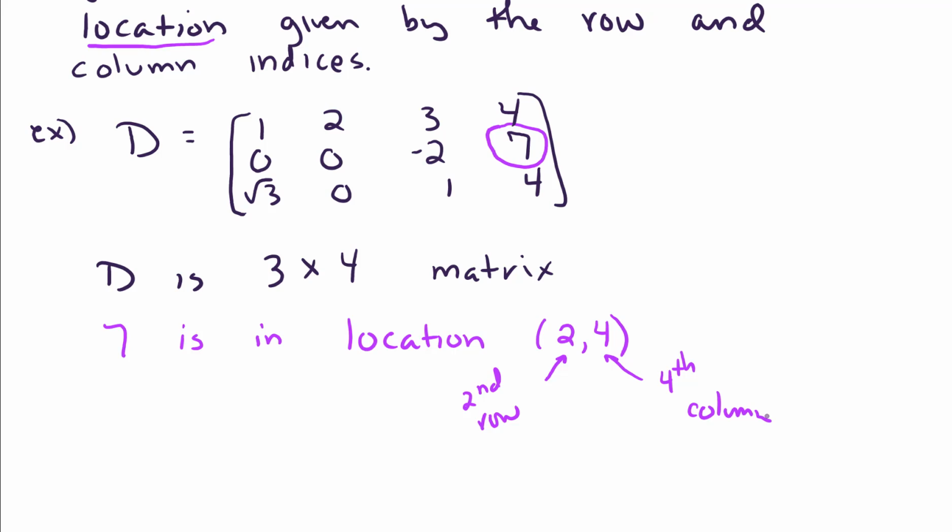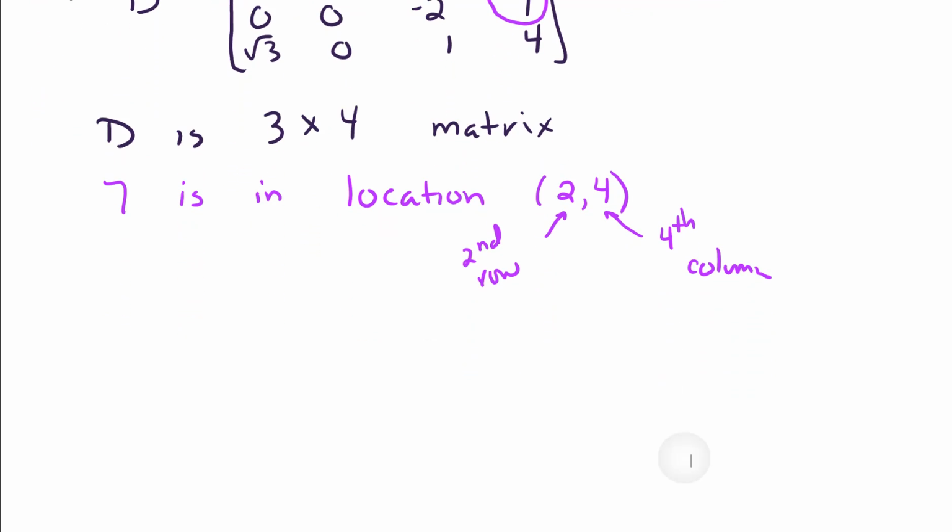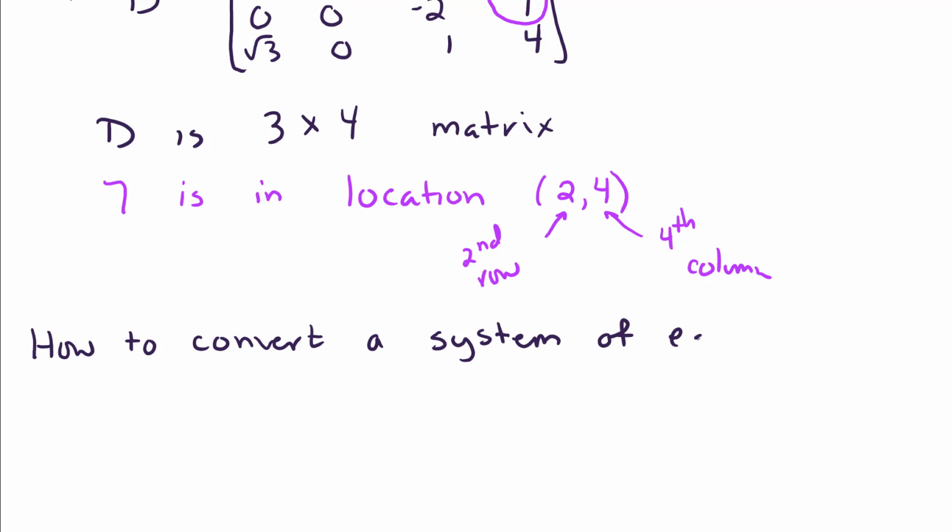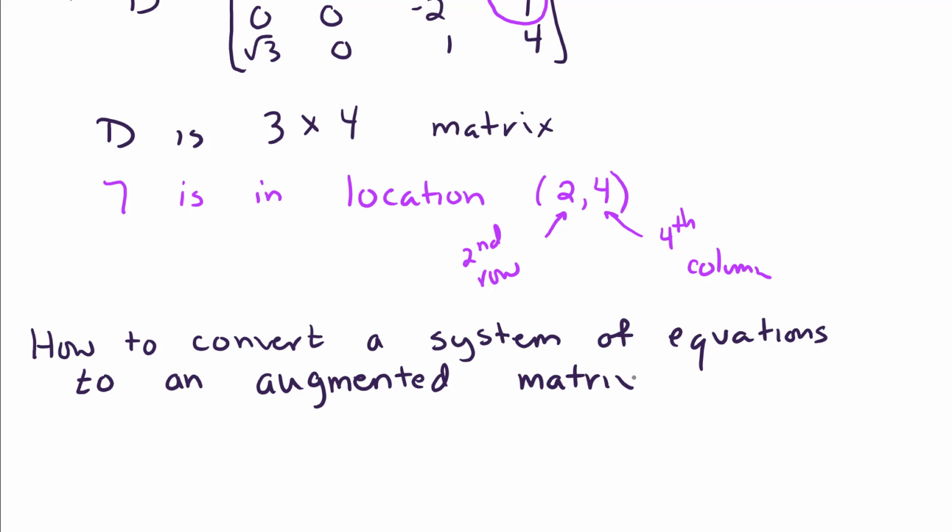Okay, great. The last thing we want to talk about is how to go between systems of equations and matrices. So we'll call this section how to convert a system of equations to something called an augmented matrix, and I'll define what we mean by that in a minute. An augmented matrix. Okay, how do we do this?